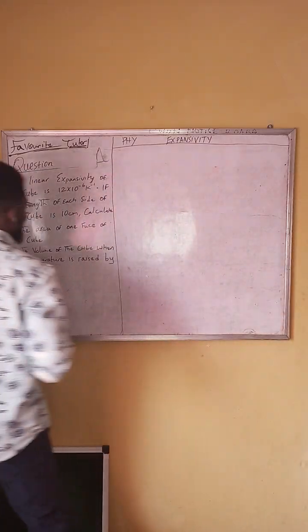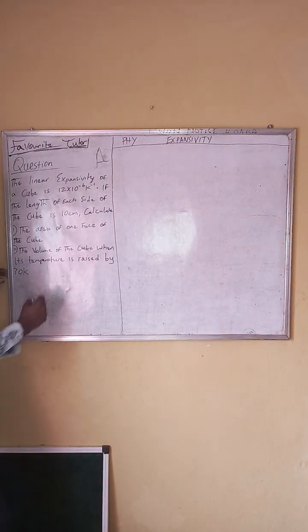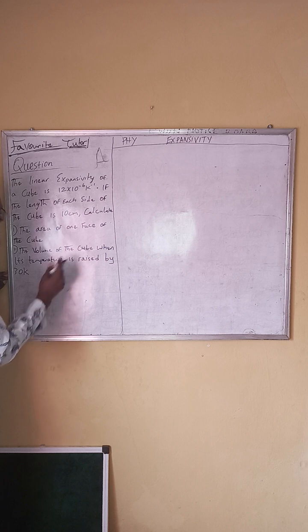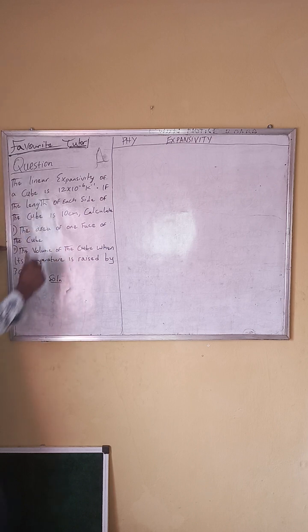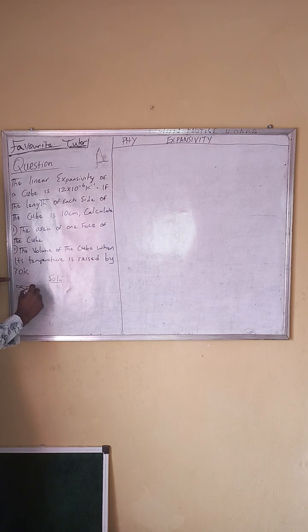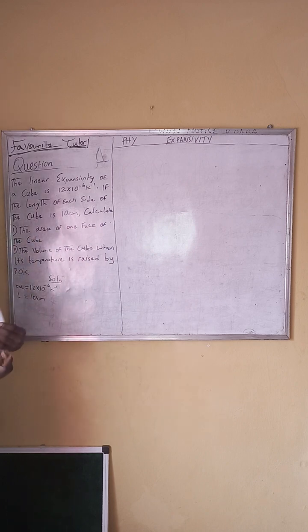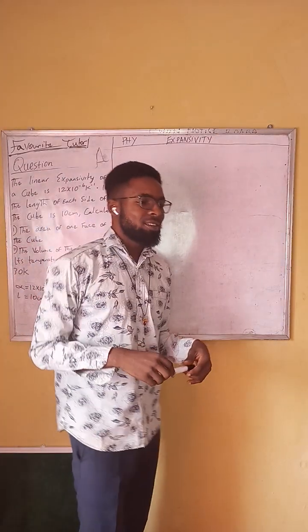All right, let's do this. First of all, let us bring out the parameters. We have the linear expansivity of 12 times 10 raised to the power minus 6 per Kelvin. And then we have the length of the cube, which is 10 centimeter. We are looking for the area of one face of the cube and then the volume of the cube when the temperature is raised by 30 Kelvin.